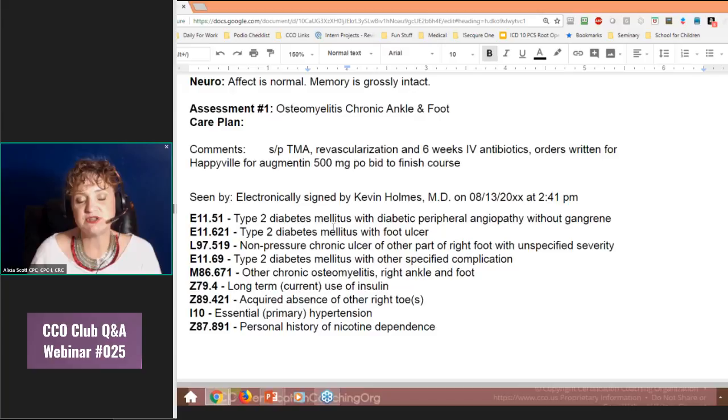So the first thing: type 2 diabetes mellitus with diabetic peripheral angiopathy without gangrene. Gangrene is not the same as osteomyelitis. Can a person have osteomyelitis and gangrene? Absolutely they can. But gangrene is an infection that causes death of tissue, which is something different than osteomyelitis. Osteomyelitis is an infection of the bone and the muscle. You usually don't get infection down to the muscle and to the bone. So we have a diabetic that has peripheral angiopathy, and that's our PVD. We got that verified.